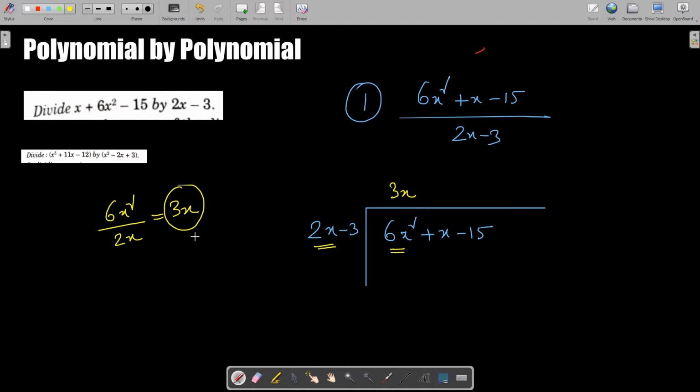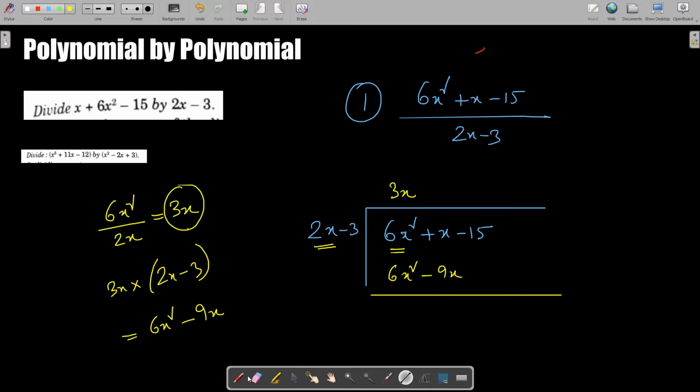Okay. Then with this value 3x, we're going to multiply the divisor. It is 2x minus 3. So what we'll get? We'll get 6x square minus 3 into 3, 9x. So we will write just below it. It will be 6x square minus 9x. Easy, very easy. Follow the steps.